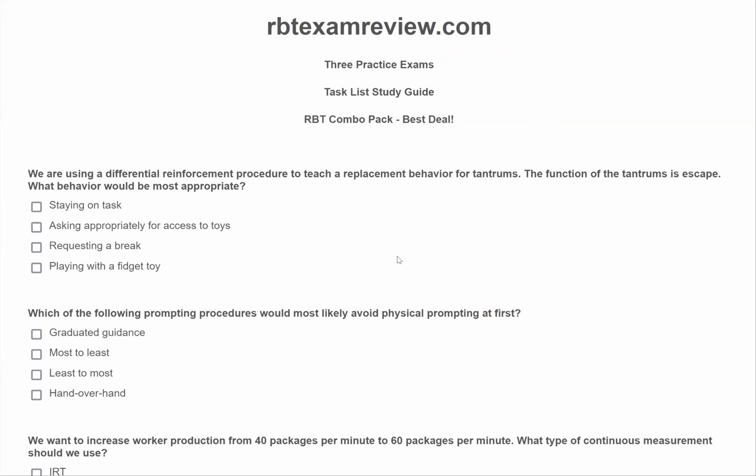What about B, asking appropriately for access to toys? Think about the function. If you're asking for something like a toy or an iPad, you're asking for what? A tangible. Our function here is not tangible, it's escape. B is out. C, requesting a break. Okay, if we can get them to appropriately ask for a break, what are they going to accomplish? Well, they're going to accomplish escaping from the task, meeting the function of the tantrums in a more appropriate way. C looks like our best answer.